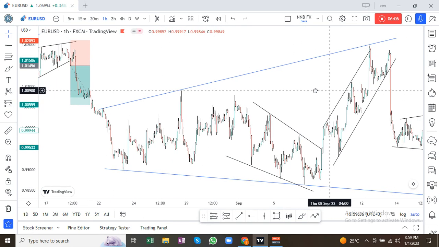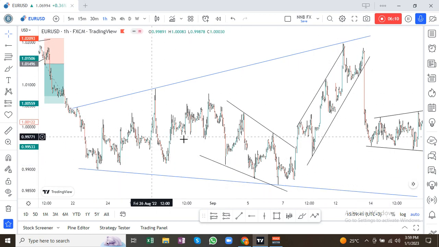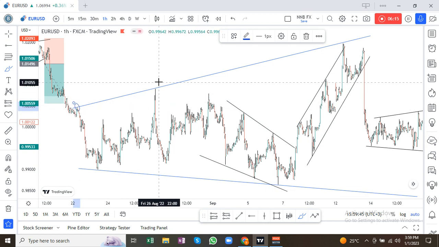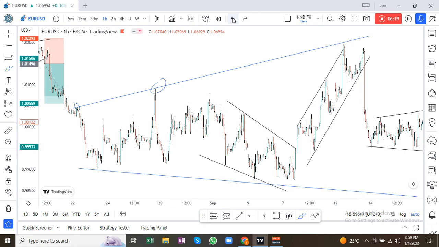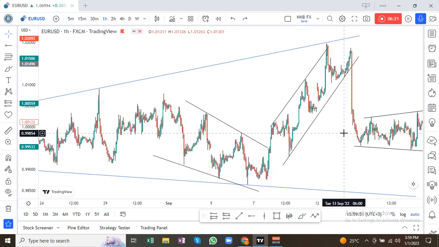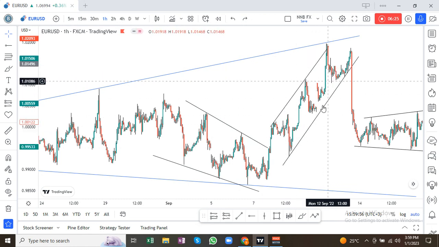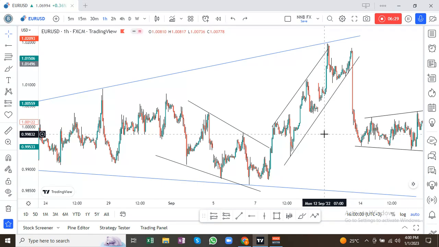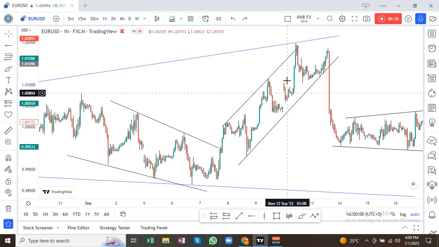You can see here the market was forming an expanding triangle, and it already touched the expanding triangle one time, two times, and on the third time is when I entered. And it was also forming a rising channel, which convinced me that the market was about to continue down. So when the market reached here, it didn't exactly touch the expanding triangle the third time, but it slowed down.